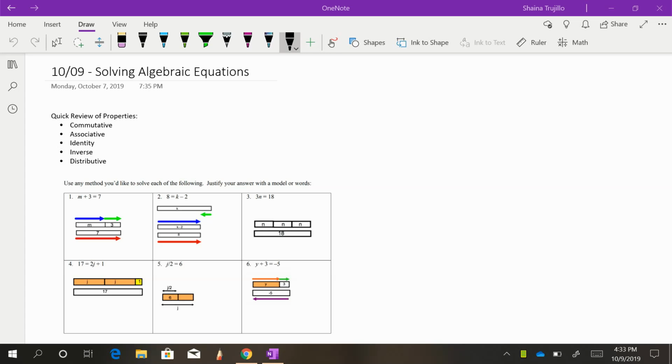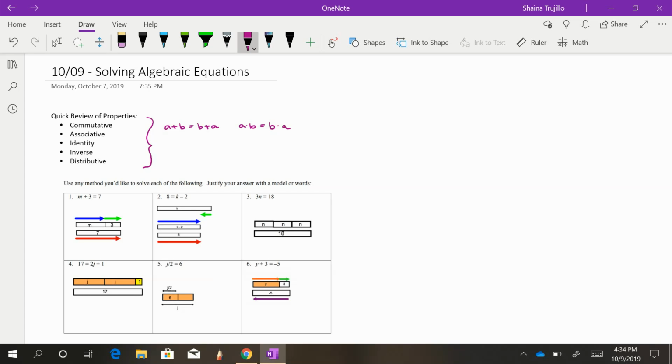Okay, so today we're going to learn about solving algebraic equations. Before we begin, here's a quick review of some of the properties that we've learned about. We learned about the commutative property that states that we can move terms around. There's the commutative property of addition and the commutative property of multiplication.